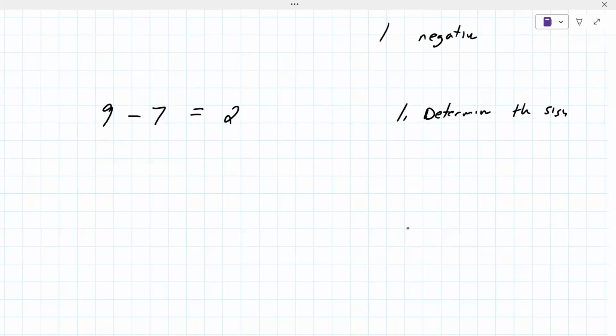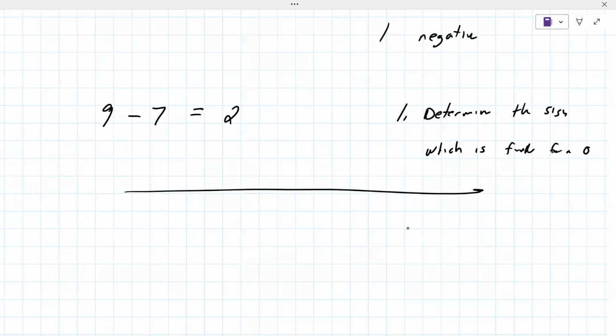To determine the sign, you have to figure out which is further from zero. Sorry, the handwriting's not very good. Imagine these are on a number line. Here's 0, that's 9, and there's -7. Which is further from 0? The 9. So we know the answer is positive. That tells you whether the answer is positive or negative.